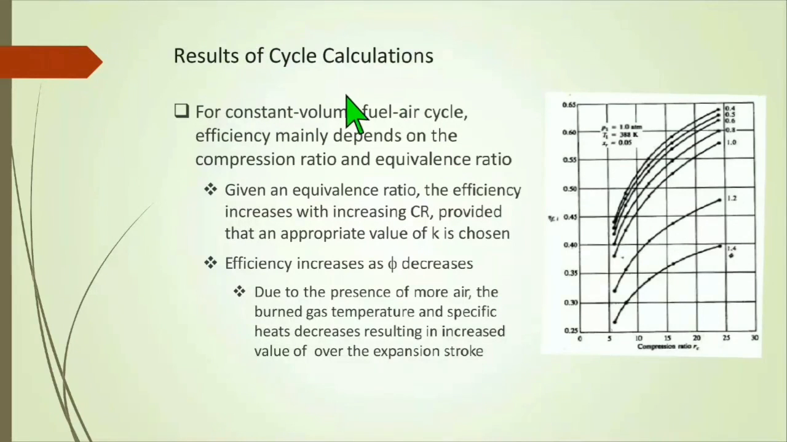Results of cycle calculations. For the constant volume fuel air cycle, efficiency mainly depends on the compression ratio and equivalence ratio. Given an equivalence ratio, the efficiency increases with increasing CR, that means compression ratio, provided that an appropriate value of k is chosen. Efficiency increases as phi decreases. Due to the presence of more air, the burned gas temperature and specific heats decrease, resulting in an increased value of k over the expansion stroke.